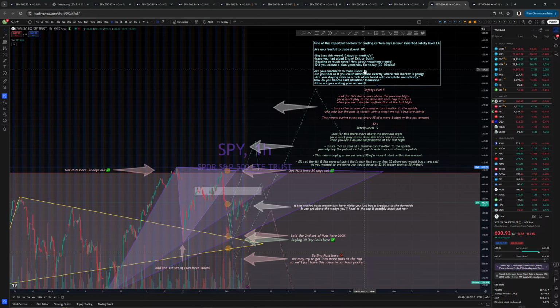Are you watching too much news? Or reading too much news? Are you watching too many videos? Did you create a plan yesterday for today and spend at least 30 minutes to an hour creating it? Are you confident? Because then, of course, you can drop the level down, the safety level. You can start playing with something a little bit more aggressive, a little bit more dangerous. But it's only if you're confident. And then you're going to have the least safe level, which is number 1.